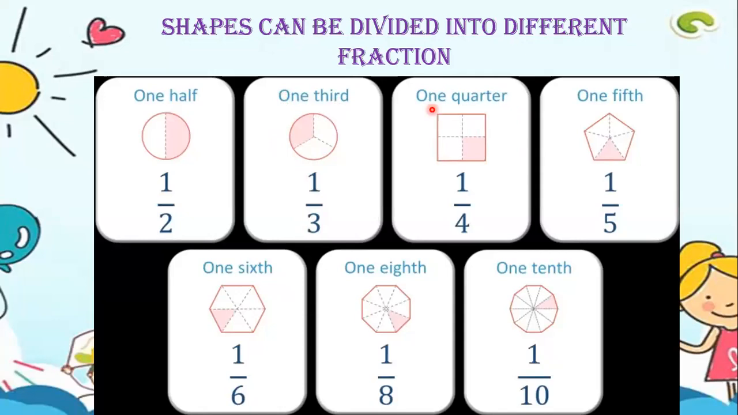Now come to 1/4. In this shape, we have divided the shape into four equal parts. 1, 2, 3, 4. There are four equal parts, so in the denominator place we have written 4, out of which one part is shaded. So we have written 1 upon 4, and it is called 1/4.